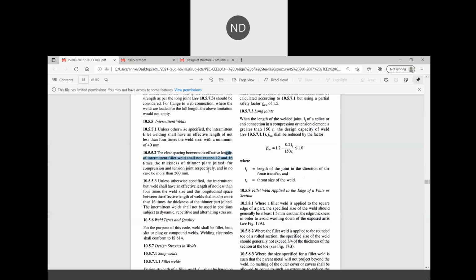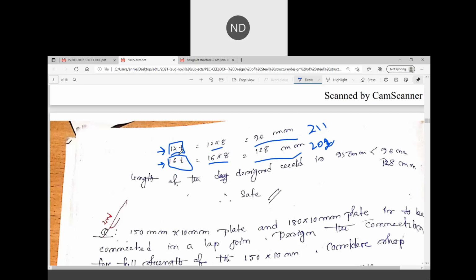But again, one more thing is written in your IS code, that for compression and tension joint, in no case more than 200 mm. That means if your 12T or 16T is greater than 200 mm, then whichever is smaller was supposed to be the clear spacing between the welds. But if both 12T and 16T are greater than 200, then we consider it to be 200. Our length of the design weld is taken to be 200 mm.